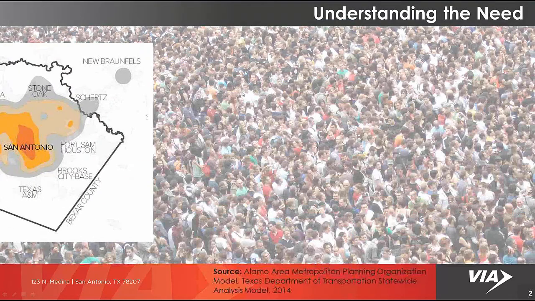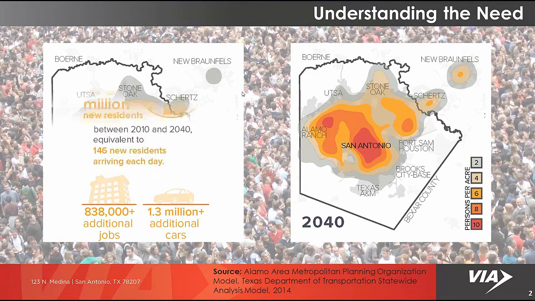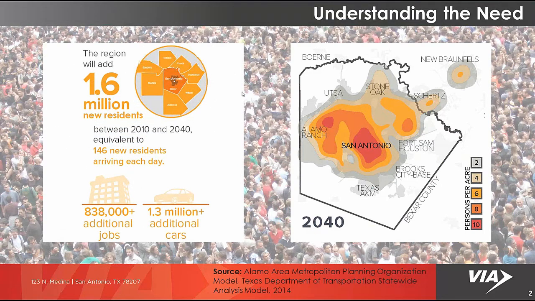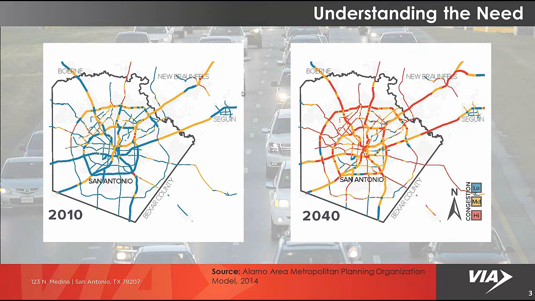So our region is expected to grow by 1.6 million people in the next 25 years. This is a significant amount of people. It equals about 146 new residents each and every day. VIA Metropolitan Transit is located in San Antonio, Texas, in Bexar County.